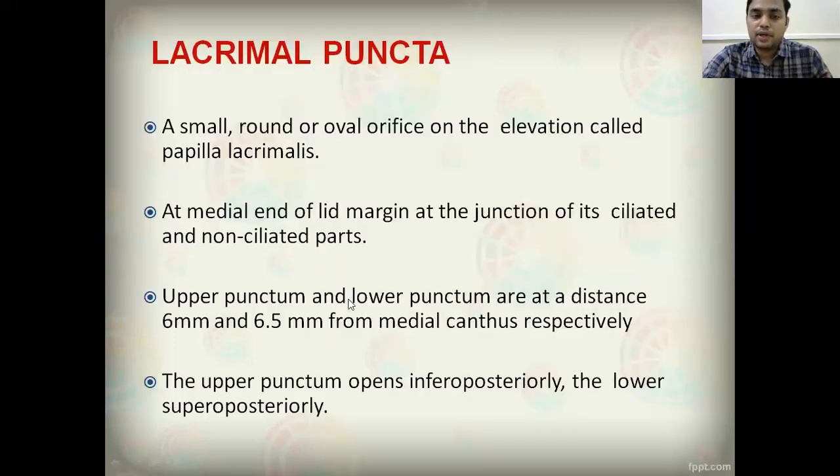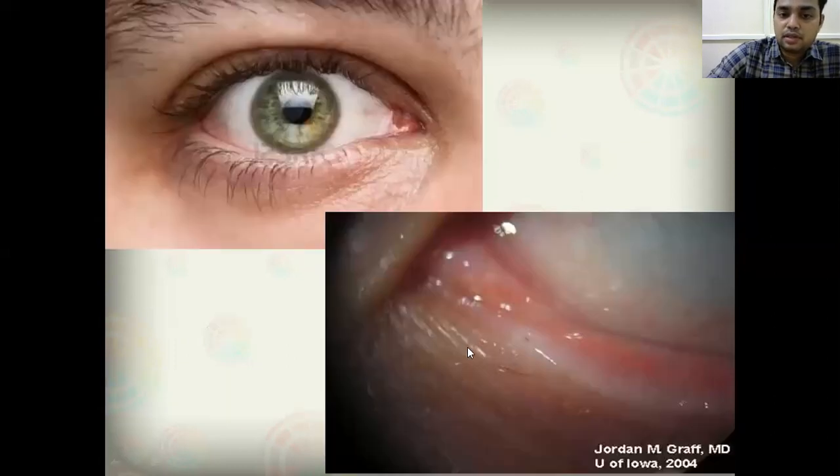There are two in number, the upper punctum and the lower punctum. They are present at the medial end of the lid margin, at the junction of its ciliated and non-ciliated parts. The upper punctum is around 6 mm and the lower punctum is around 6.5 mm from the medial end of the eyelid.